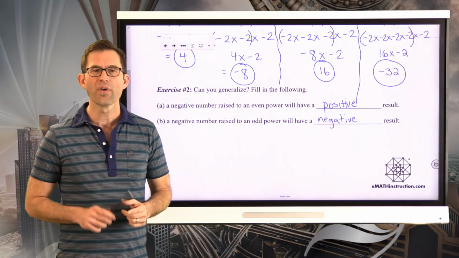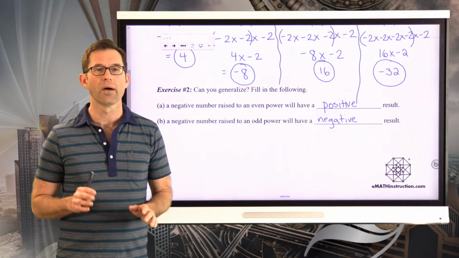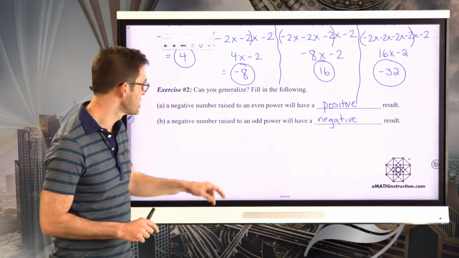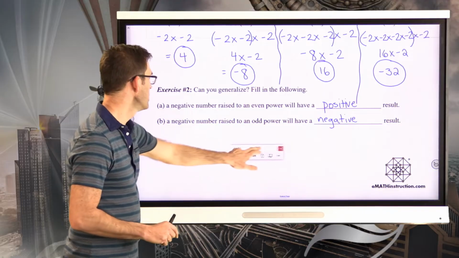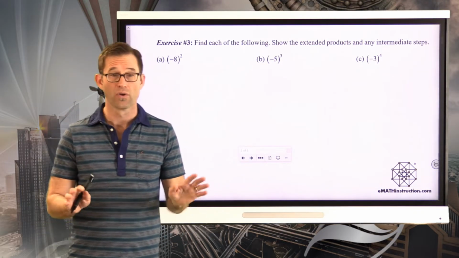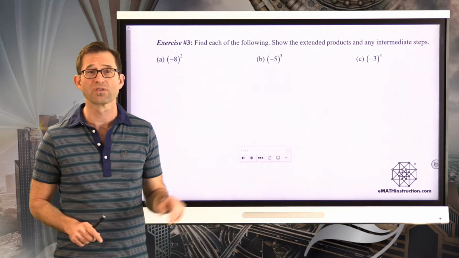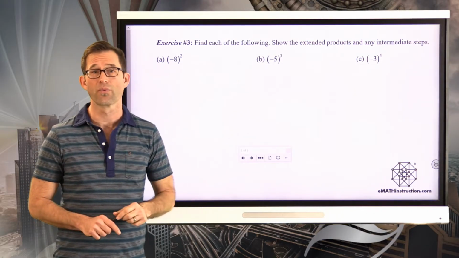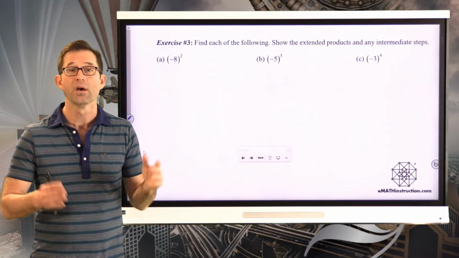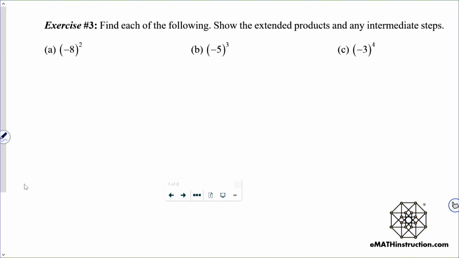Now, there is one thing, though, that's a little bit tricky about raising negative numbers to powers. We're going to look at that cool, interesting thing in the following exercise. Let's take a look at exercise number 3, where we simply practice raising negative numbers to various powers. Exercise number 3. Find each of the following. Show extended products and any intermediate steps.